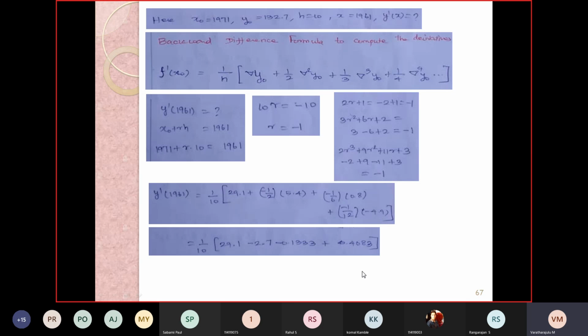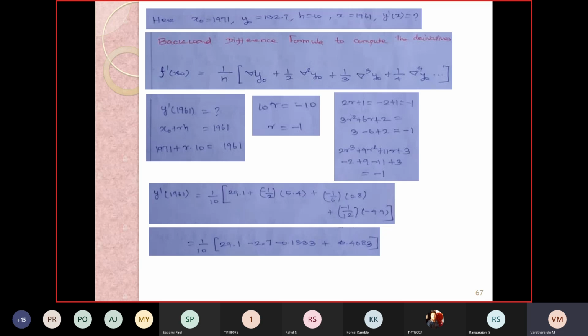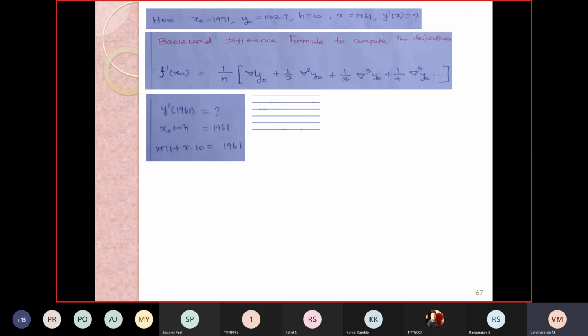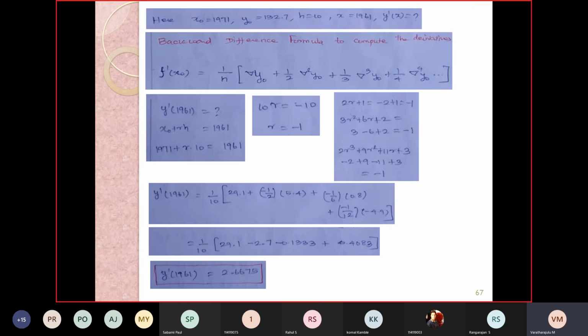And therefore, by doing the simple calculation, we get 2.6675. You see the rate of growth of the population in the year 1961 is 2.667.